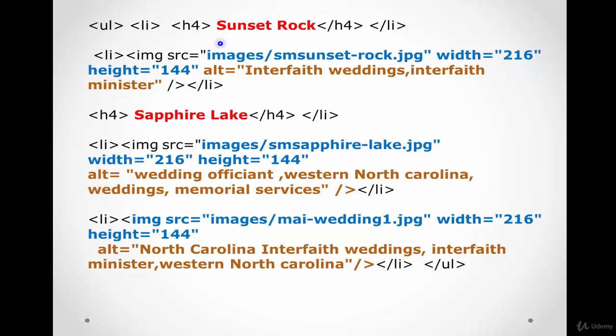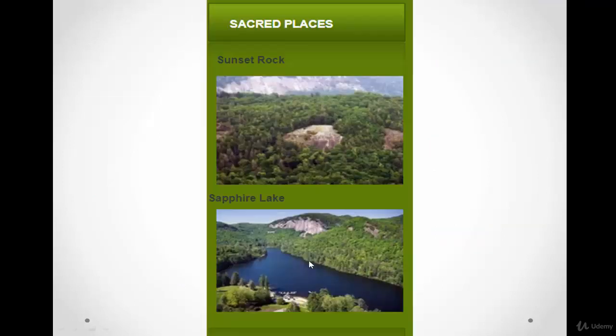And then here's another image. This image is called Sunset Rock. The second image is called Sapphire Lake, and I added keywords in the alt image. Wedding officiant, Western North Carolina, weddings, memorial services. And I added information or keywords into the alt position for that image. Now here are the images. Sunset Rock, Sapphire Lake. The alt keywords are not seen by people visiting your website, but they are there.